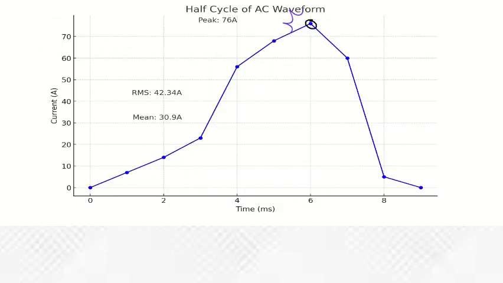Alright, so for the peak or the maximum value, it says that the peak value is the maximum current in the half cycle, and that is 76. And for this, we label this point as the peak value or maximum value on the graph. Right, so here you have it.